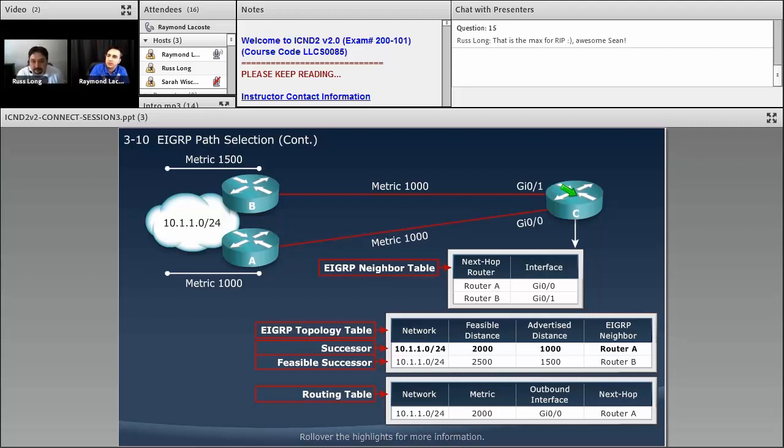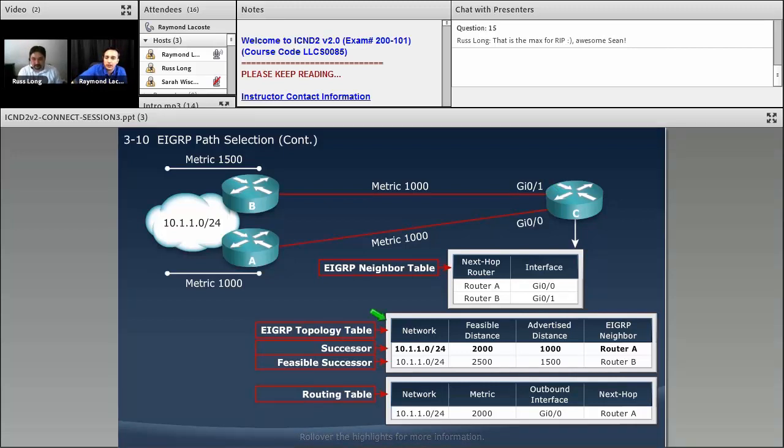Right, we're going to form these neighbor adjacencies, and then we're going to share this routing information. So B and A both tell router C about 10.1.1.0/24. And it says, I'm 1,500 away, I'm 1,000 away. And router C is like, great, thanks for that, because it does send out acknowledgments for reliable delivery of information. And then it adds its metric to it. It keeps this information in the topology table.